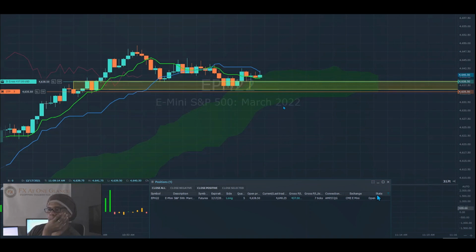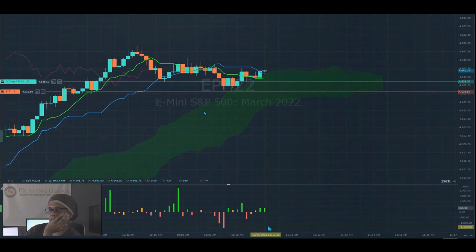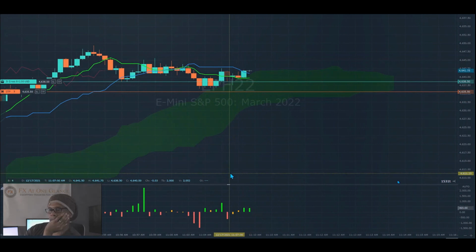So most people wouldn't probably take the long here because they're concerned about the TK crossover and Chikou span below price. All right, so those are bearish signs, but Ichimoku's not going to move as fast as this 2000 tick chart, which is extremely quick. And it all depends what the volume of the market is at this point for this chart.